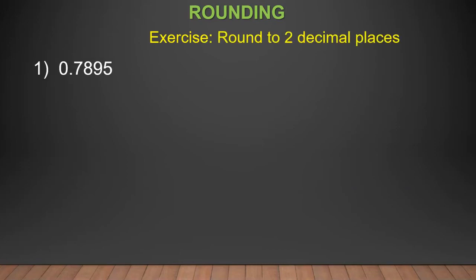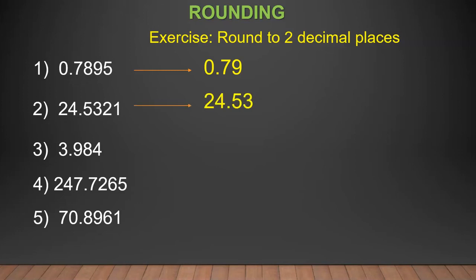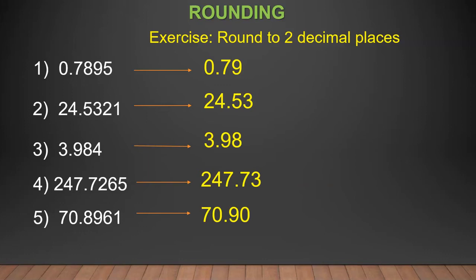Now let's try an exercise. So we have questions here. I want you to press the pause button and press play again when you want to see the answers. And these are the answers. So first one, you have 0.79. Second one is 24.53. Third one is 3.98. The fourth one is 247.73. And the last one is 70.90. Hope you got all your answers right.